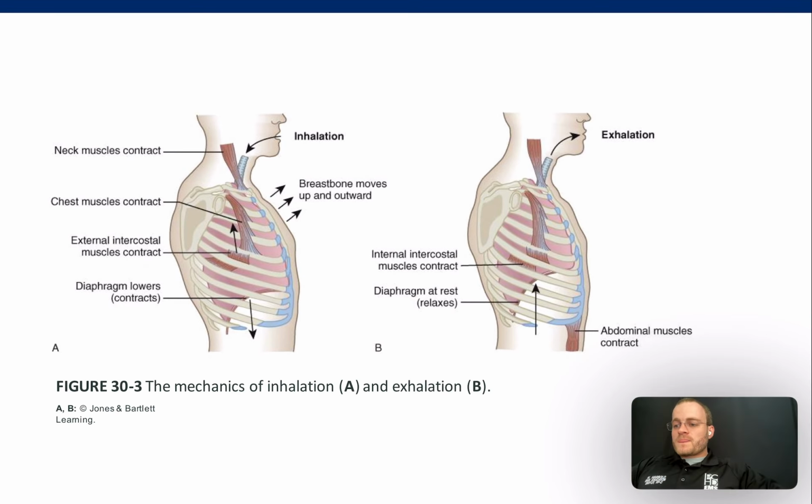When we breathe out, the diaphragm will pop up back to its dome shape. The reason that happens is the abdominal contents are pushing up on that, and so it pops back up to a dome shape.